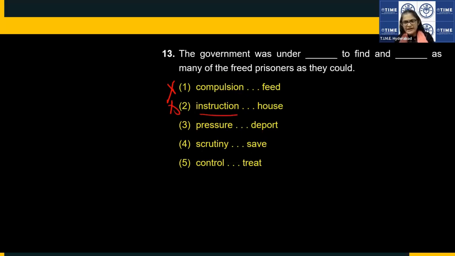Under pressure, okay, to find and deport as many of the freed prisoners as they could. So deport is to send prisoners out of the country to wherever they belong, normally to their home country, which is a common practice. Was under scrutiny to find and save as many of the freed prisoners. They're already freed, so why should they be saved? Also under scrutiny for something, not to, okay? Under control, you don't say under control, so that expression is wrong. Find and treat as many. Why do they need treatment? We don't know if they have any medical problem. 3 is the answer.